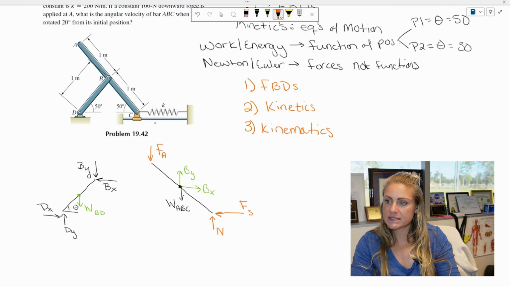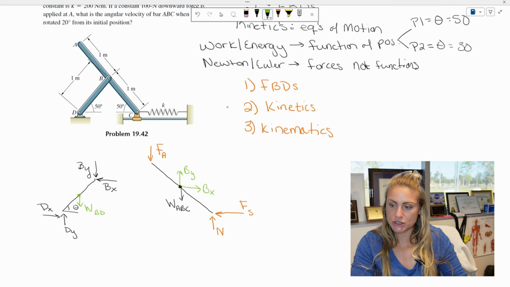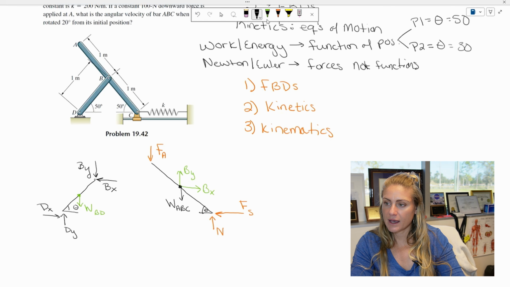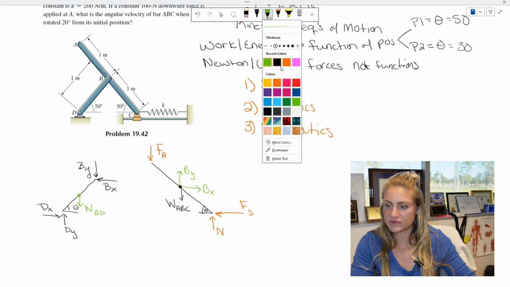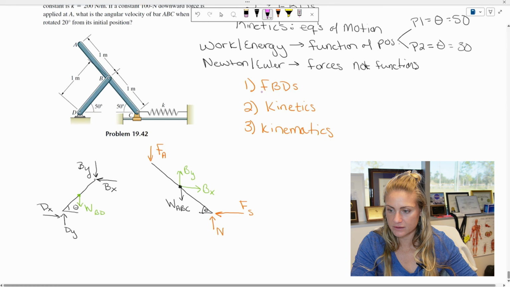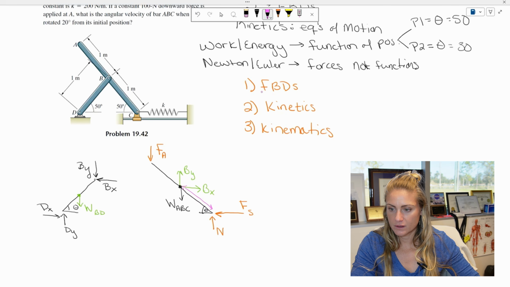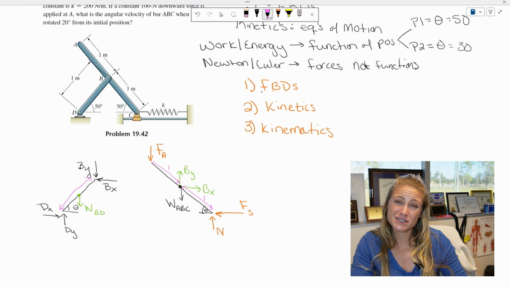Now, I want you to take a look at the geometry. Oh, so you also have a theta, so let me draw this in and then we'll look at the geometry. We have some measurements here. We have the length here is 1. This is also 1. And this is also 1. So we have an isosceles triangle.